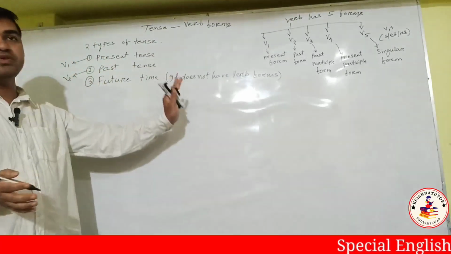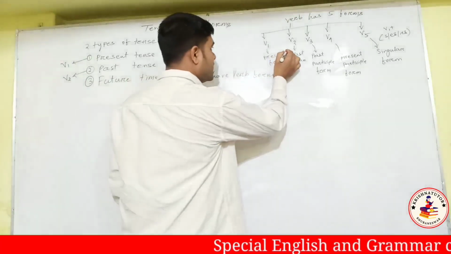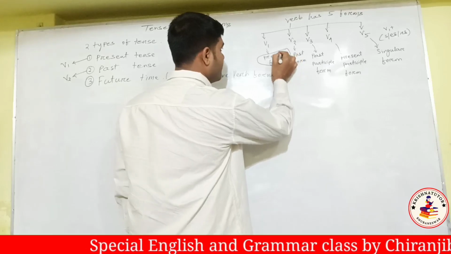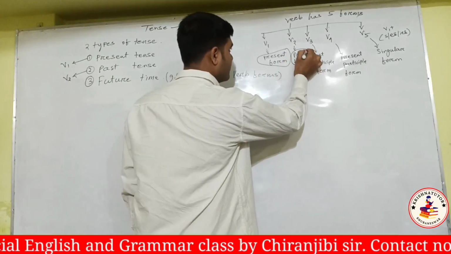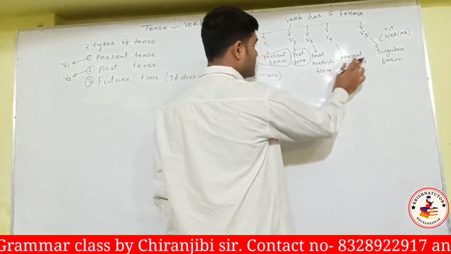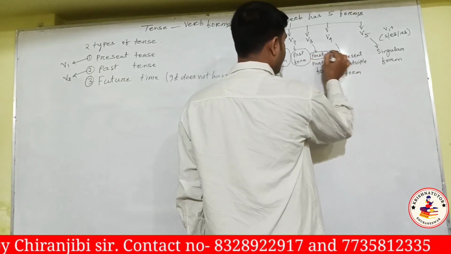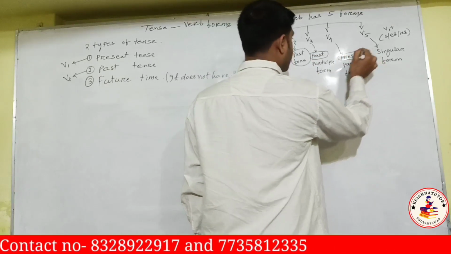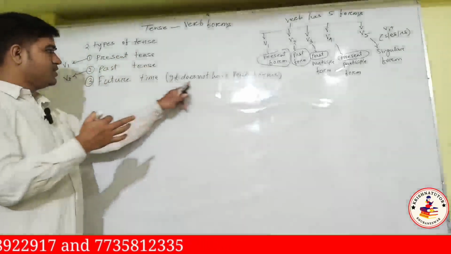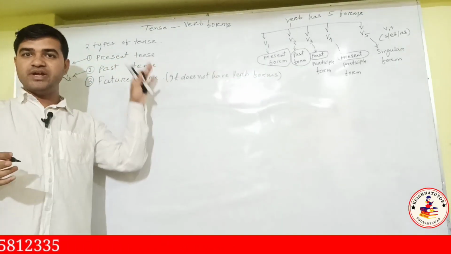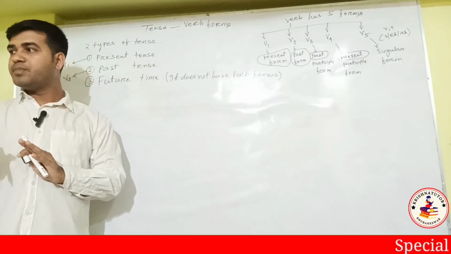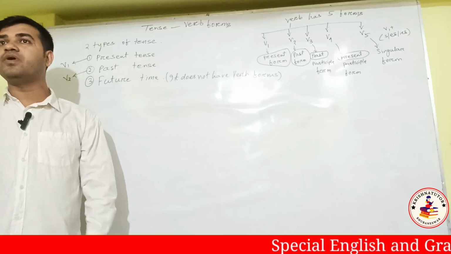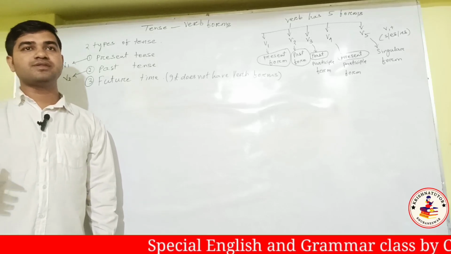So these are the five forms we have. We have present form, past form. This one is also past form. This one is also present form. We do not have future form. Verb doesn't have future form. So future is time. Sorry, it is not a tense.